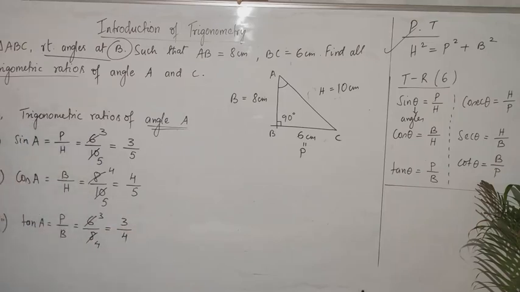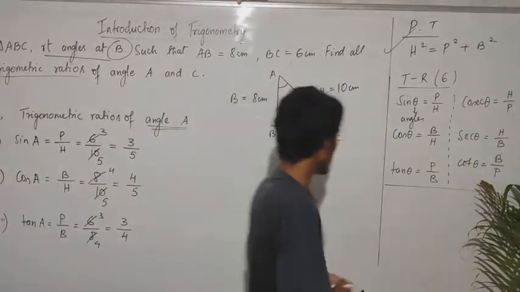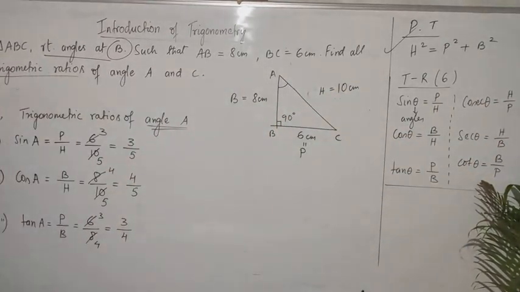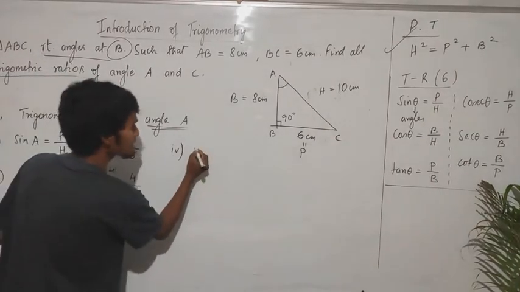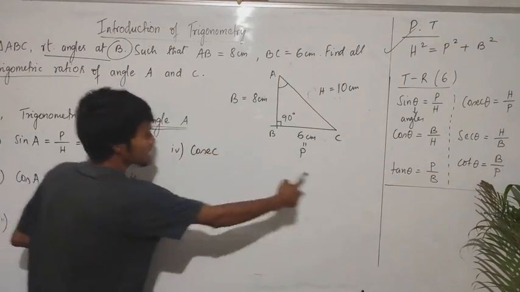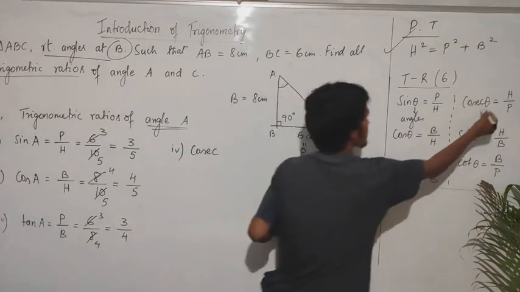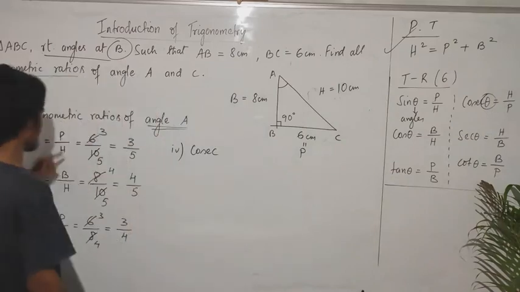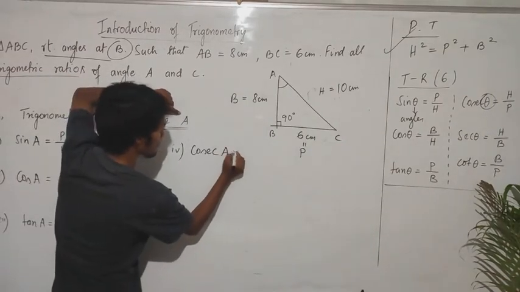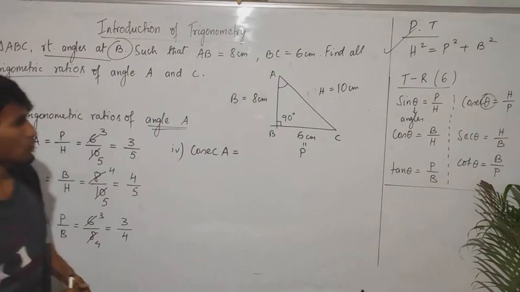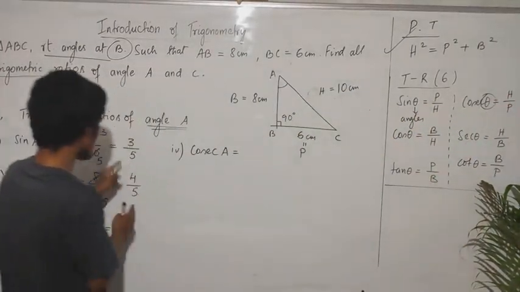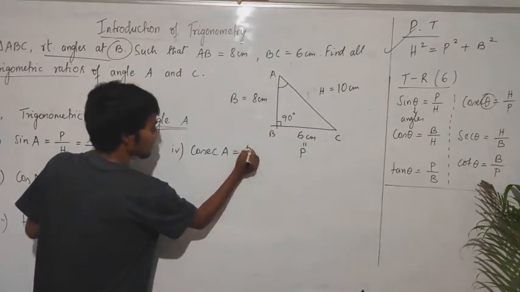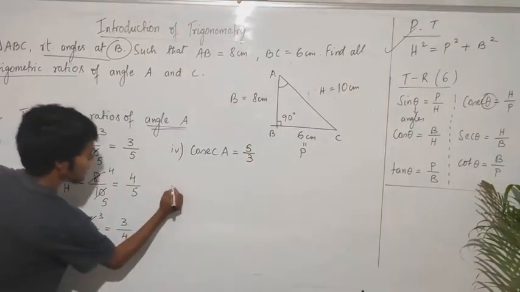Now we got 3 trigonometric ratios, but still these 3 are left. For these 3 you don't need to calculate again, just like that 1, 2, 3, then I put here 4. Then 4 will be cosec. Then in place of this theta we'll write angle A. Then cosec will be, what is the formula? Here is P by H and here is H by P. Then that will be 3 by 5. Then here will be 5 by 3.